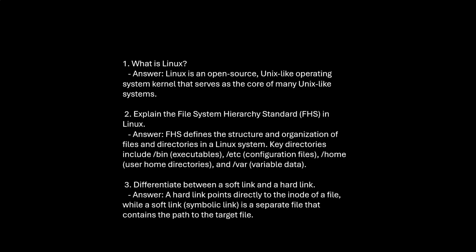What is Linux? Linux is an open source Unix-like operating system kernel that serves as the core of many Unix-like systems. Explain the File System Hierarchy Standard (FHS) in Linux. FHS defines the structure and organization of the files and directories in a Linux system. Key directories include /bin for executables, /etc for configuration files, /home for user home directories, and /var for variable data.